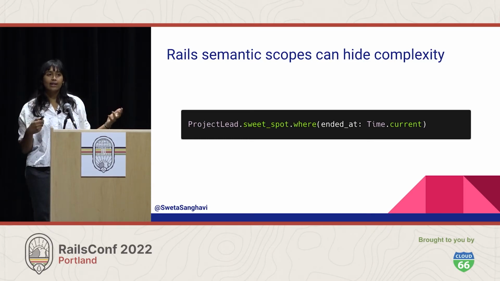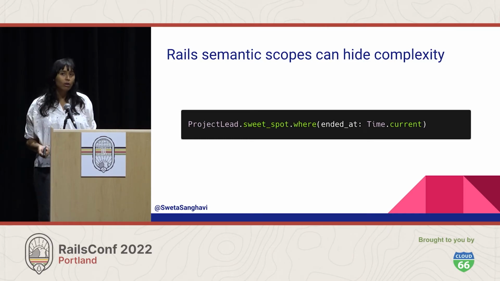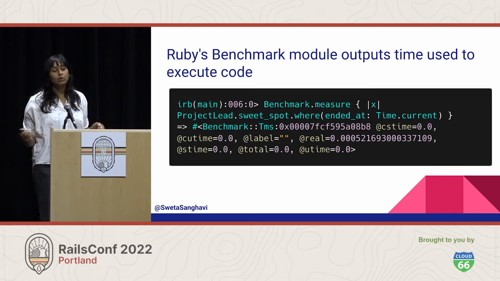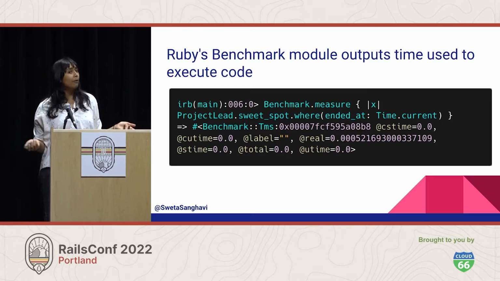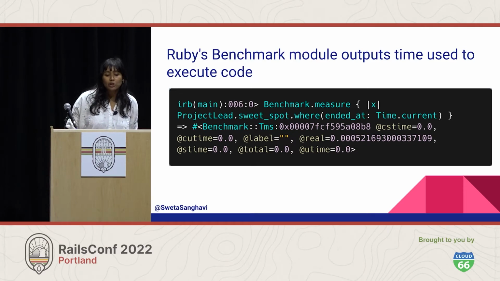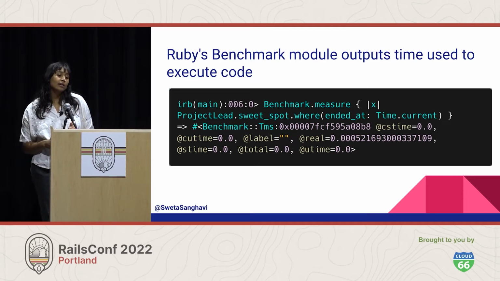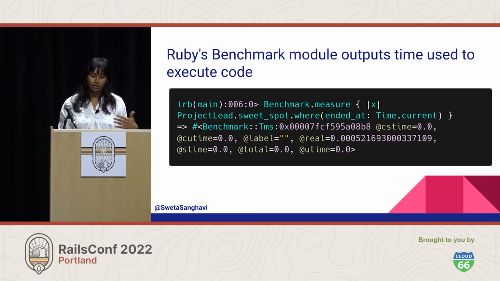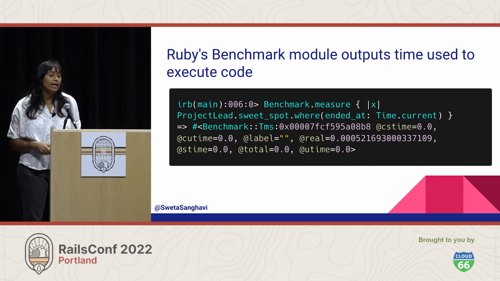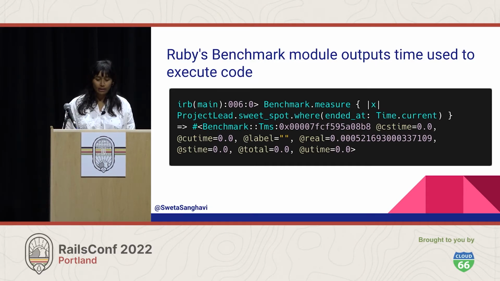When we have a case like this where we're wondering, is this the culprit of our performance problems? Our console is really our friend here. One thing we can do is use the benchmark library to check out the actual runtime of this. The measure method is going to output how long it took to execute, and it gives you the third output, the real time in seconds, which can be useful.